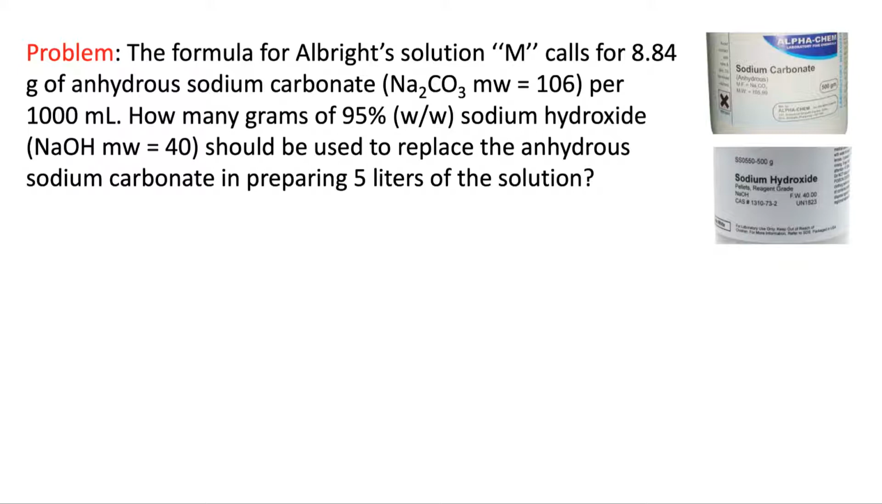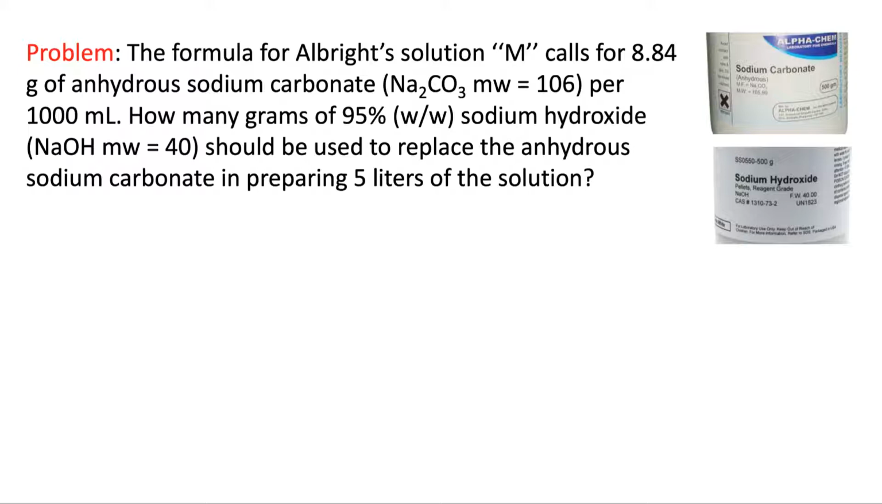It says, the formula for Albright's solution M calls for 8.84 grams of anhydrous sodium carbonate with the formula Na2CO3 and a molecular weight of 106. It needs 8.84 grams of that per 1,000 milliliters. Okay, that's the formula. What the question is asking is how many grams of a 95% weight per weight sodium hydroxide powder should be used to replace the anhydrous sodium carbonate in preparing 5 liters of solution.